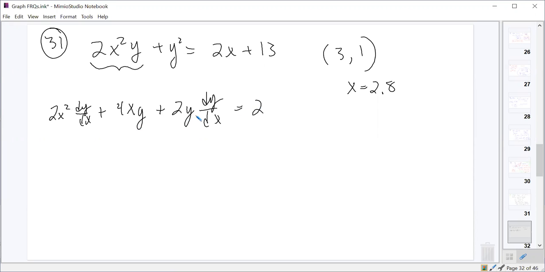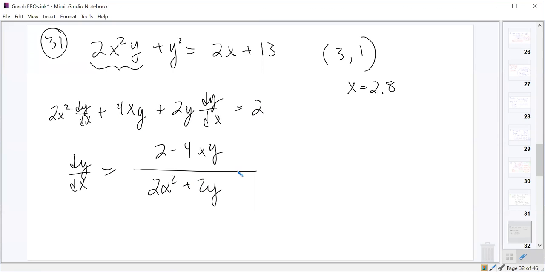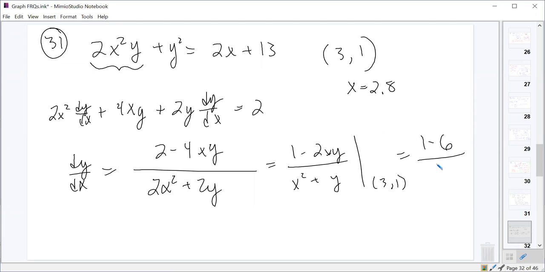All right. We'll subtract the 4xy over. When we do that, everything that's left on the left-hand side has a dy dx in it, so we'll factor out the dy dx and then just divide by the 2x squared plus 2y. So there's our derivative. If we want to, we can divide it all by 2 just to make arithmetic easier, but you don't have to. Evaluated at 3, 1, we end up with 1 minus 6 over 10. So that's negative 1/2.